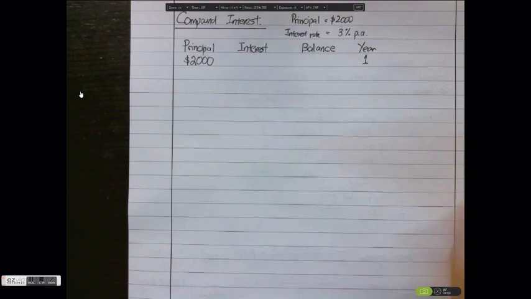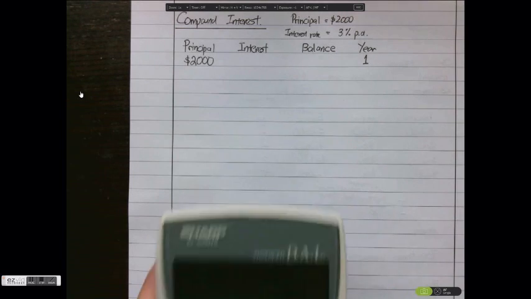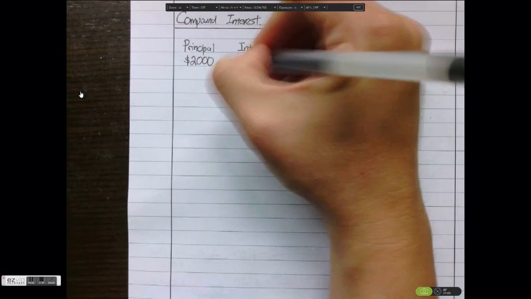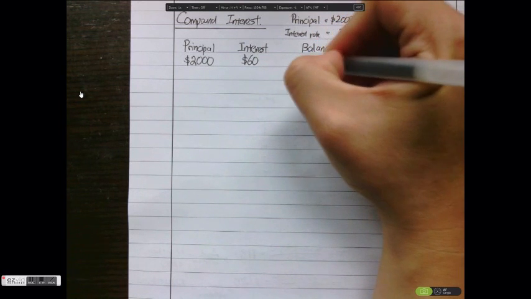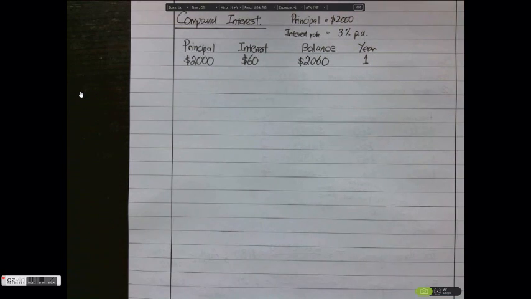After 1 year, 3% of $2,000 is 0.03 times 2,000. I'm using the calculator here. My interest is $60. So my balance after 1 year, if I were to withdraw, is 2060. Compound interest is different in the sense that the principal will change every year.